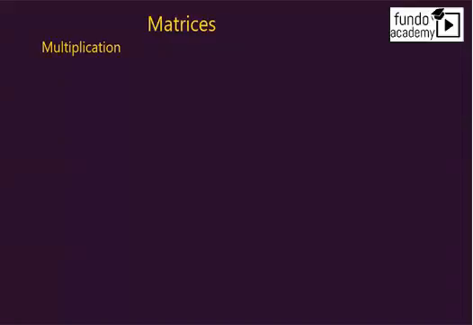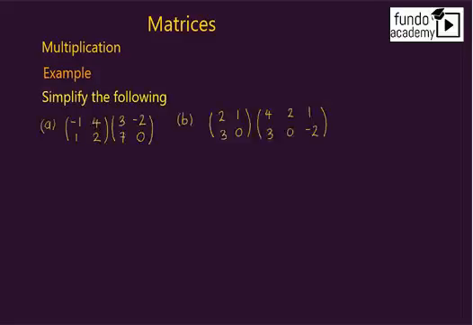I have right here more examples on multiplication of matrices. So let's look at this example. We want to simplify the following. On A we've got two 2 by 2 matrices, and on B we've got a 2 by 2 matrix and a 2 by 3 matrix. So we want to see how we can multiply these matrices.